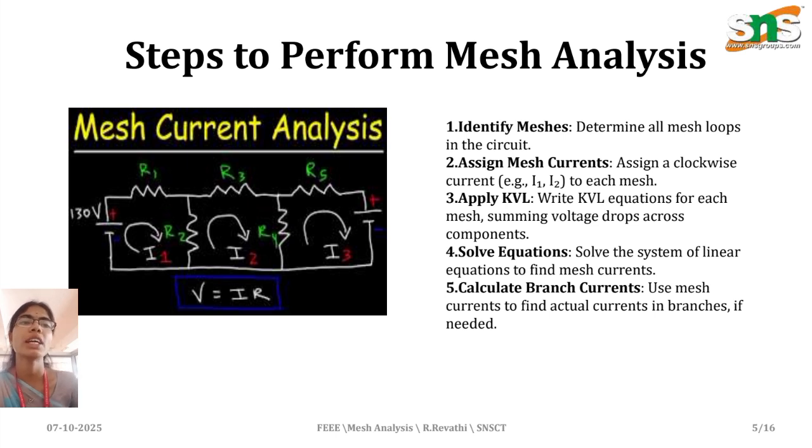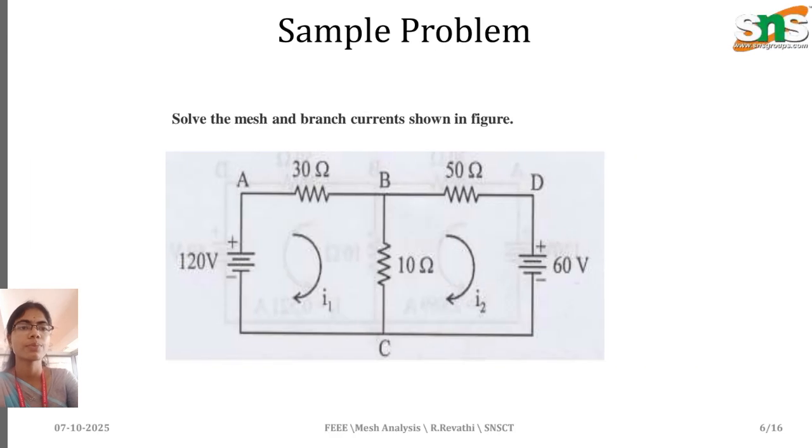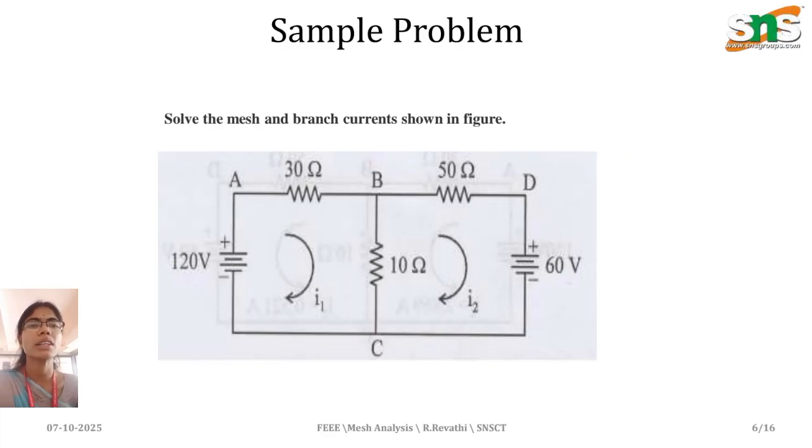Next, apply KVL. Summing the voltage drops across the components is considered on the left-hand side, and on the right-hand side we consider the I and R components, which is nearly V is equal to IR, Ohm's law. Then calculate branch current: use the mesh currents to find the actual current in the branches if needed. The branch current, denoted as I0, is equal to I1 minus I2.